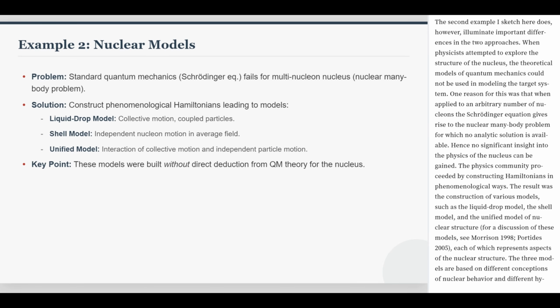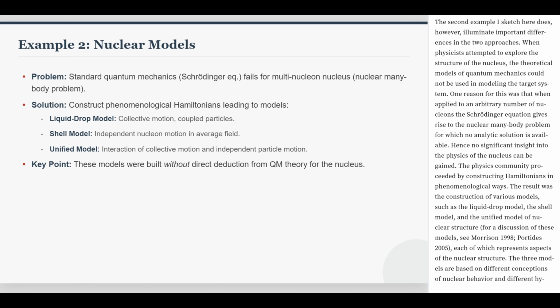Okay, now for a different kind of beast, modeling the atomic nucleus. Back in the day, physicists tried to apply standard quantum mechanics, specifically the Schrödinger equation, to the nucleus. Problem? With multiple protons and neutrons interacting, it becomes the infamous nuclear many-body problem. No exact solutions, basically impossible to solve analytically. So, what did they do? They threw up their hands and started building phenomenological models. They crafted specific Hamiltonians, mathematical descriptions of energy based on empirical observations and educated guesses.